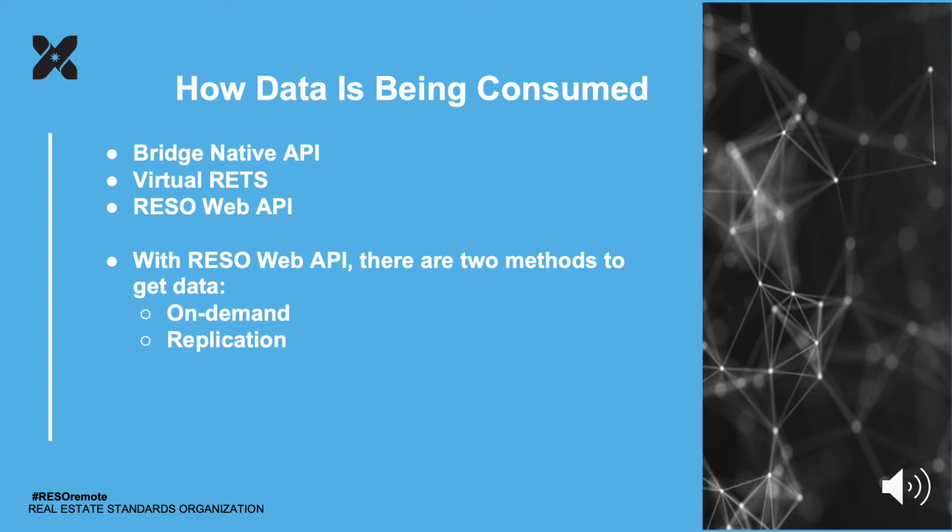Virtual RETs is a vanilla RETs 1.9 implementation available to any of the developers who have been approved for data access. And effectively what it allows them to do is to continue to use RETs as a data transport in markets that no longer have a dedicated RETs server. And then lastly, the RESO Web API you all know very well. But there are two ways that people are using it. They're either making on-demand queries to our database, or they're replicating an entire data set and keeping it in sync.